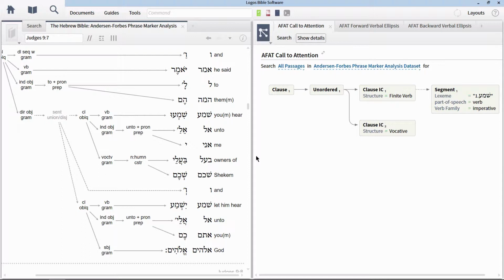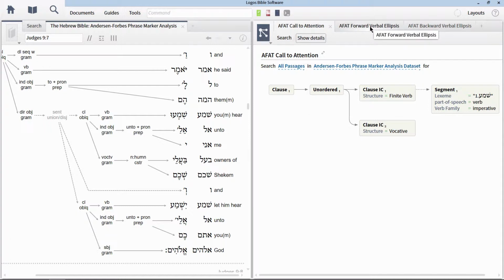Let's look at two more instances of multi-level Hebrew syntax searches. Maybe some of you have heard of the syntactical construction known as ellipsis. One particular kind of ellipsis is known as verbal ellipsis. This is when two clauses actually share the same verb. Of examples of verbal ellipsis, there are a couple of different types.